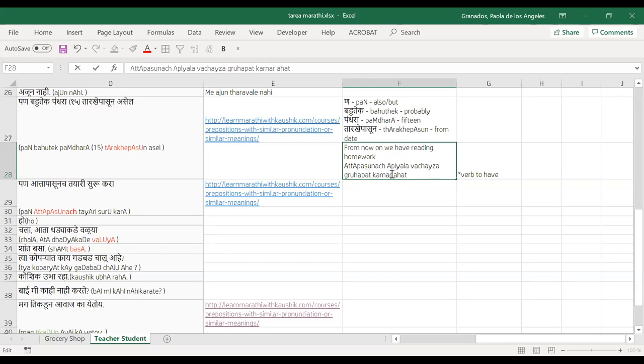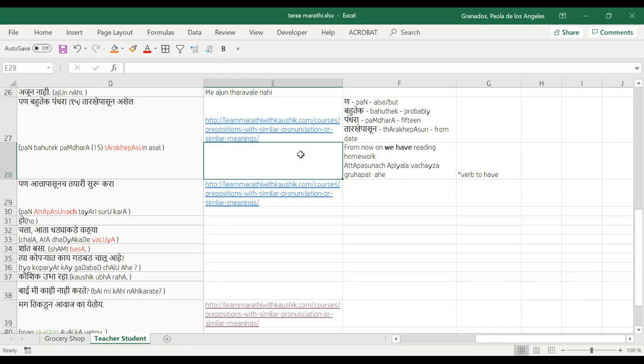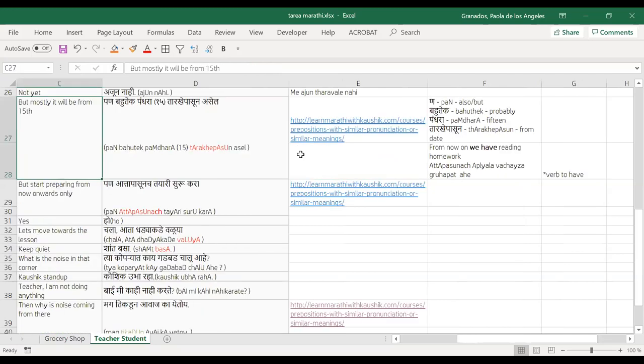And then to have. Ahat then. Why ahat? Only with a. Like we have homework. So it's not based on we. It's based on what we have. So gruhapat ahe. Mala ahe. So it's irrespective of who has. So it's mala ahe, tula ahe, tyala ahe, tila ahe. So it's based on the gender and multiplicity of the object. Okay. Like saying there is reading homework from now on, for us.